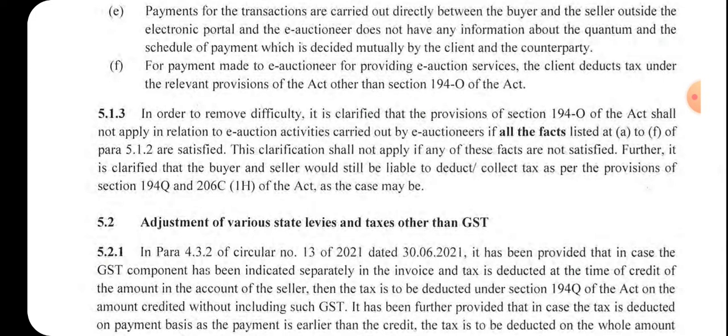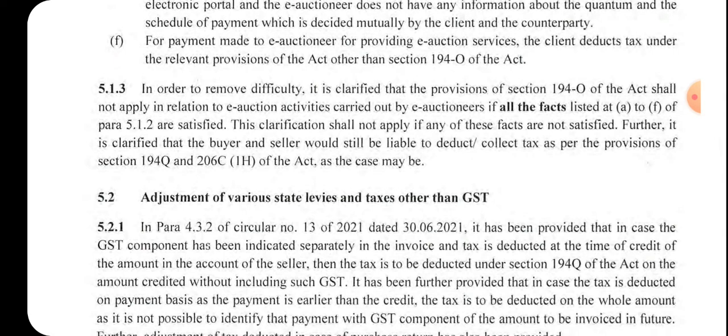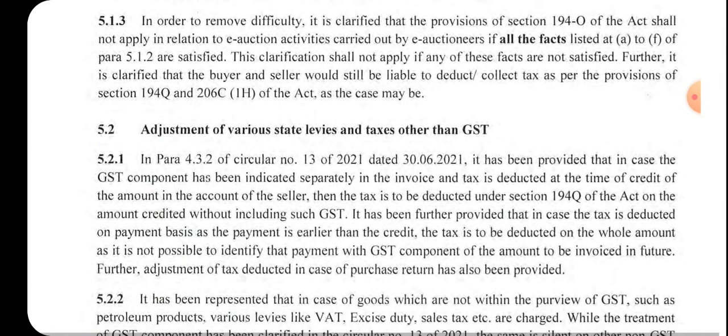And F. On the payment made to an e-auctioner for providing e-auction services, the client deducts tax under the relevant provision of the Act other than section 194O of the Act. Further, 5.1.3, in order to remove difficulty, it is clarified that the provision of section 194O of the Act shall not apply in relation to e-auction activities carried out by the e-auctioner if all the facts listed at A to F of para 5.1.2 are satisfied. This clarification shall not apply if any of these facts are not satisfied.